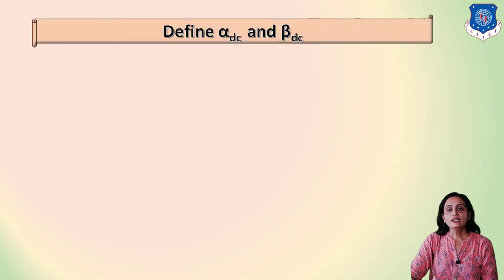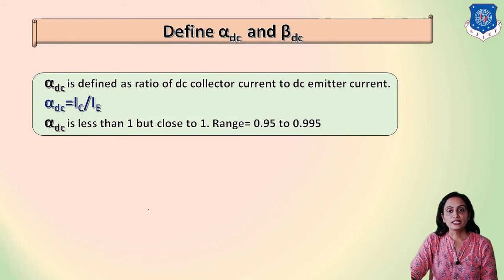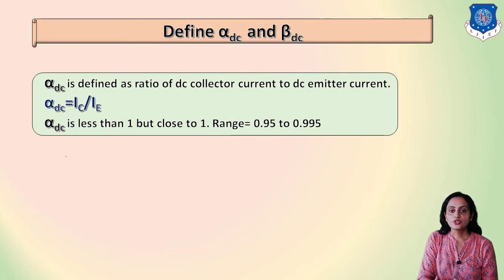Next we will define alpha DC and beta DC. Alpha DC is defined as the ratio of DC collector current to the DC emitter current. So we have shown it as alpha DC equals IC divided by IE, and the typical value of alpha DC is less than 1, but close to 1. The range of alpha will be 0.95 to 0.995.